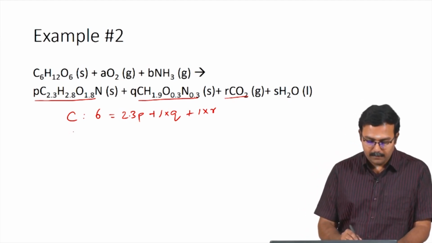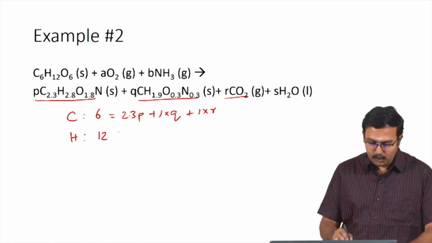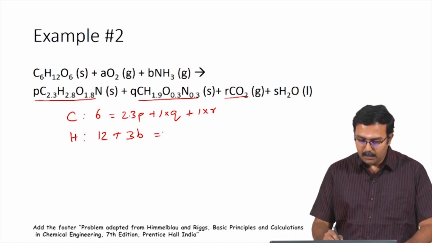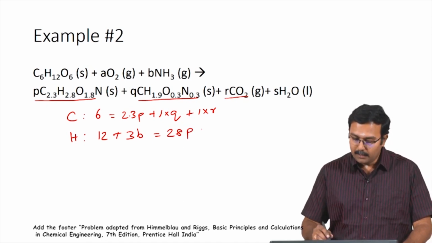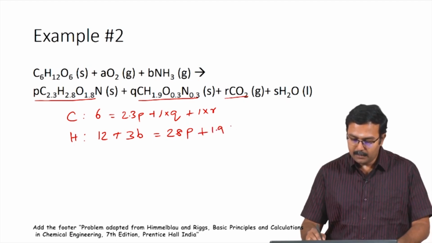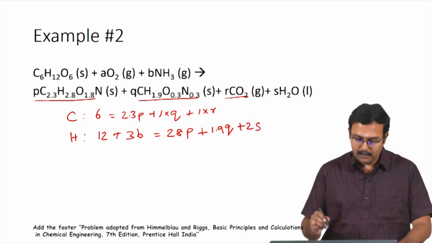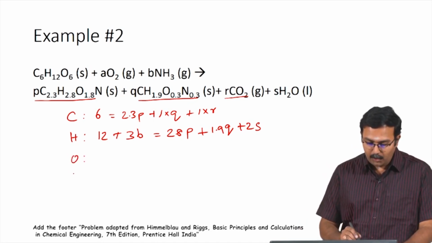in your carbon dioxide. Similarly, we will have to write the balance equation for hydrogen as 12 atoms of hydrogen in glucose plus 3 times B atoms of hydrogen in ammonia ends up forming 2.8 times P atoms of hydrogen in humulin plus 1.9 times Q atoms of hydrogen in biomass plus 2 times S atoms in water. We can also write balance equations for oxygen and nitrogen.